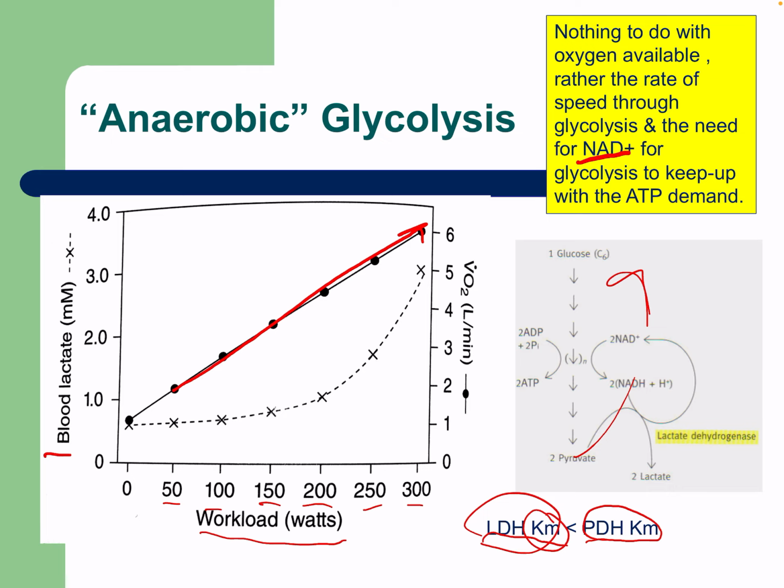Again, here's our glucose. Our 2 ATP go in, we get our 2 ATP. We produce our 2 NADH. We have our 2 pyruvate, which become 2 lactate through lactate dehydrogenase, and then we get that NAD plus back for glycolysis.